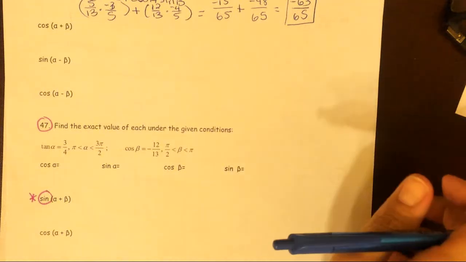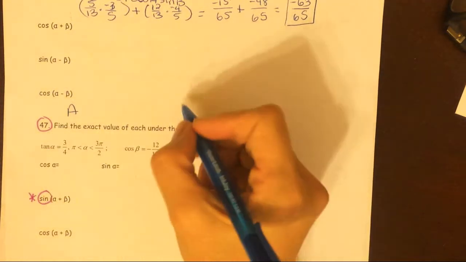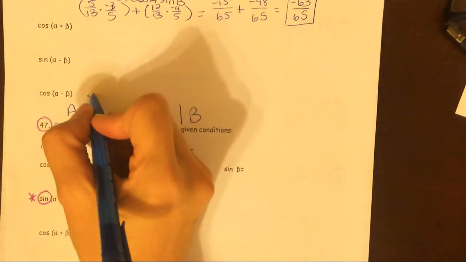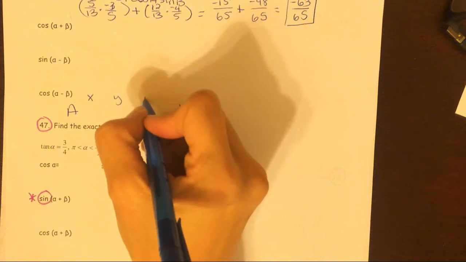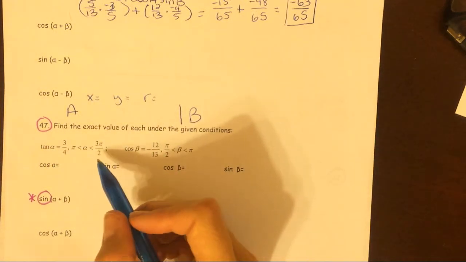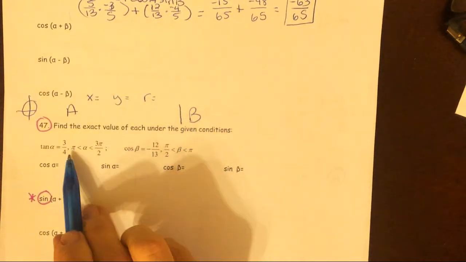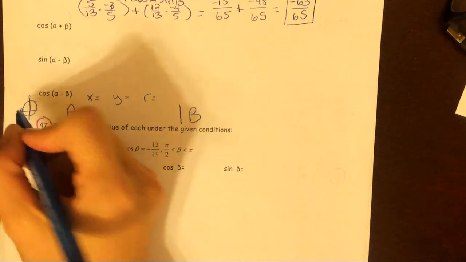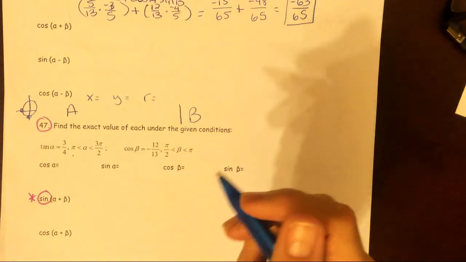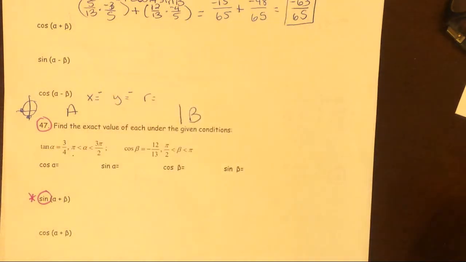So again, I'm going to split my paper into two. I want an A side and a B side. On the A side, again, I want an X, a Y, and an R. And I need to figure out my quadrant. So my quadrant for the A side, they tell me I'm going to be at pi, which is over here on the left, and 3 pi over 2, which is down here at the bottom. That puts me in quadrant 3. So my X is going to be negative and my Y is going to be negative.